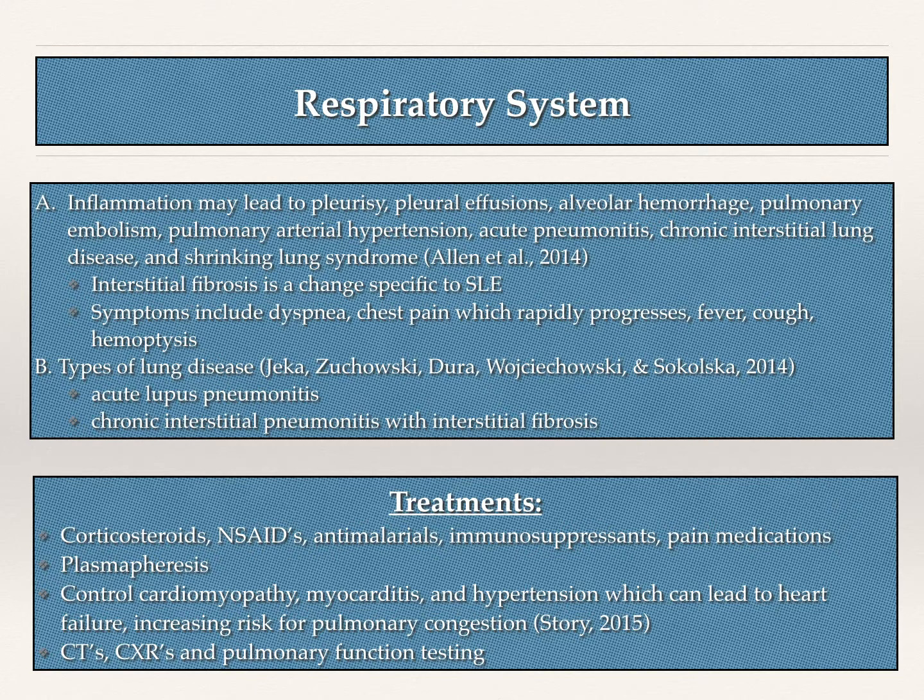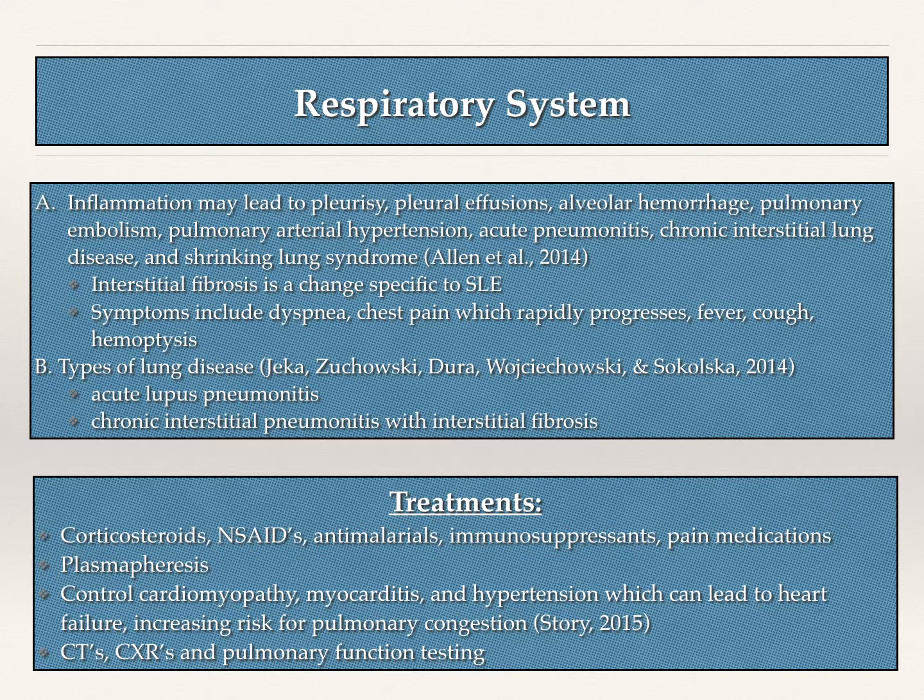The respiratory system is also affected significantly. Inflammation leads to pleurisy, pleural effusions, alveolar hemorrhage, pulmonary embolism, pulmonary arterial hypertension, pneumonitis, chronic interstitial lung disease, and shrinking lung syndrome. Interstitial fibrosis is a change that is specific to lupus. Symptoms include dyspnea, chest pain which rapidly progresses, fever, cough, and hemoptysis.